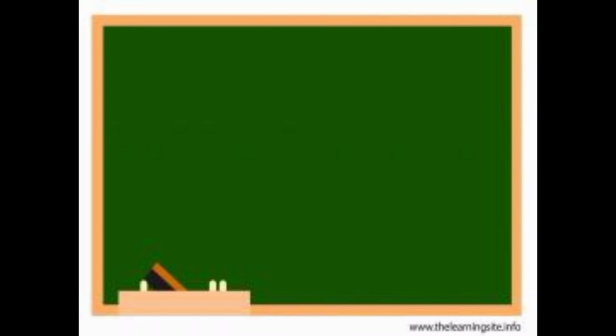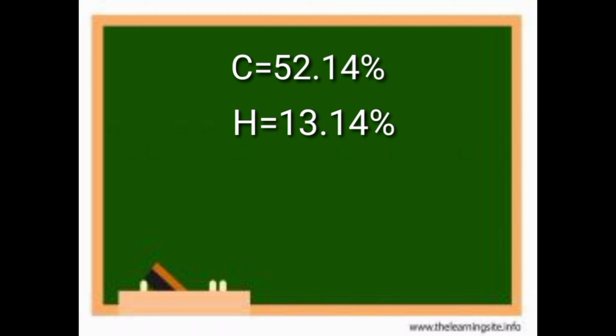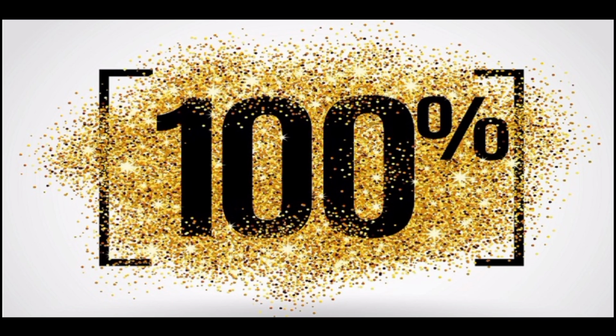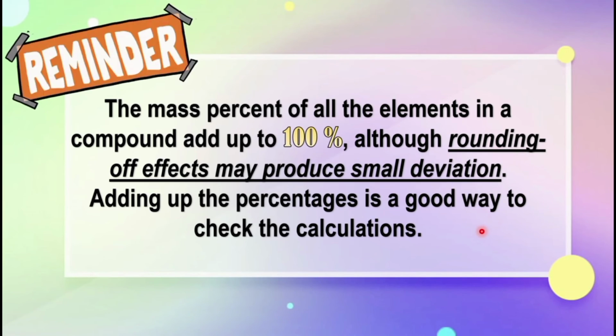Now, you are going to sum up all the products. So you need to add 52.14% plus 13.14% and 34.73%. So the answer is 100%. Now, a reminder: the mass percent of all the elements in a compound adds up to 100%, although rounding off effects may produce small deviations. Adding up the percentages is a good way to check your answer.